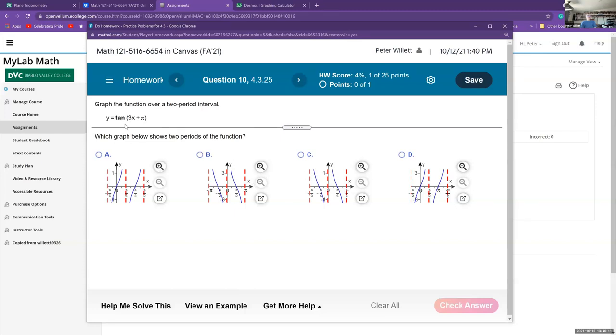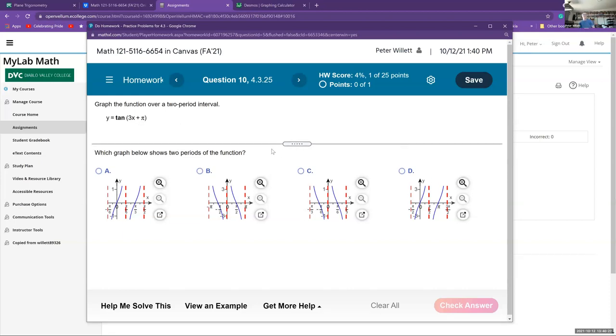But what we're supposed to find out is which one was 3x plus pi. So we have a couple of things going on in here that are a little bit more confusing. So I think this is a good one for us to look at. And we got 5 minutes? Yeah, that'll be good for us to finish this challenge.